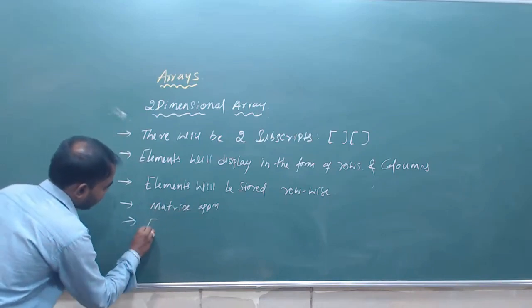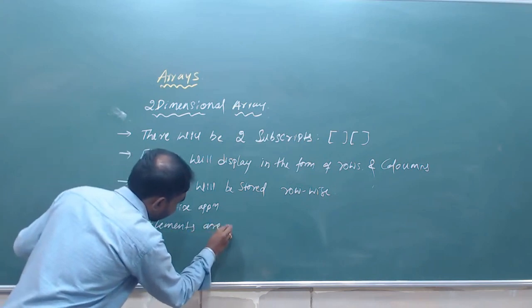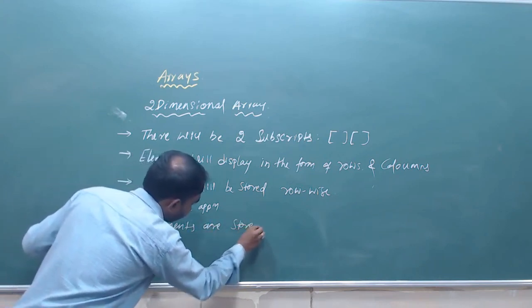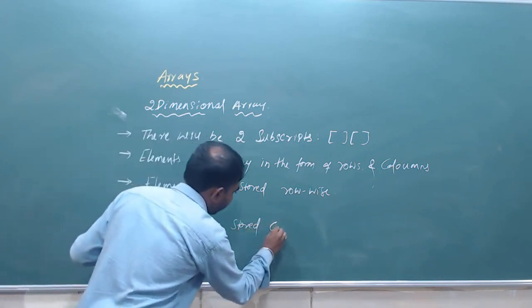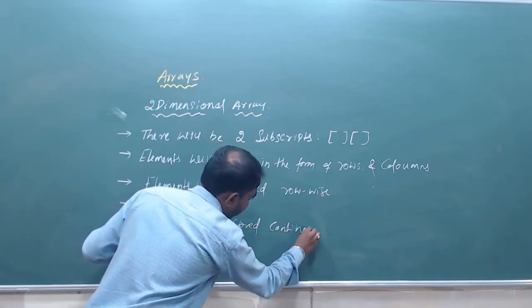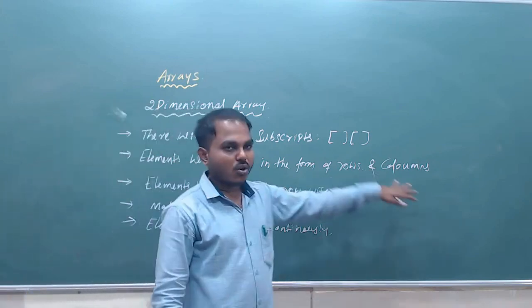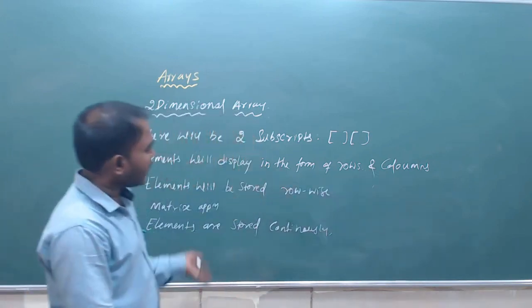The next point is, elements are stored continuously in the form of rows and columns. Okay, so these are the main points.